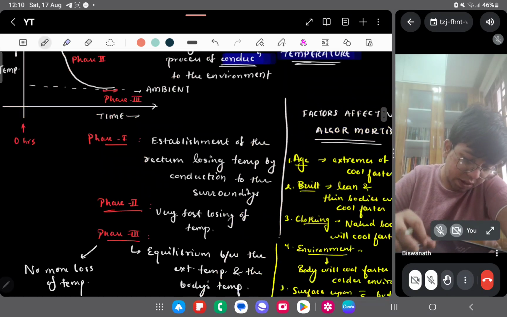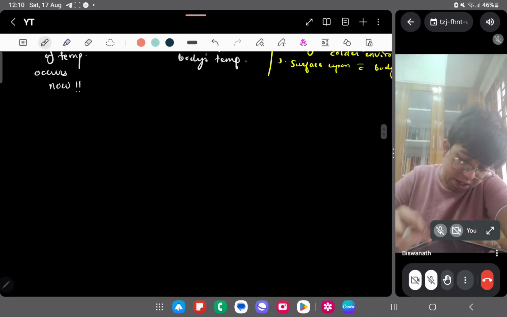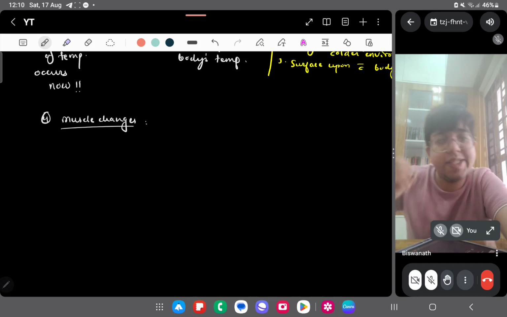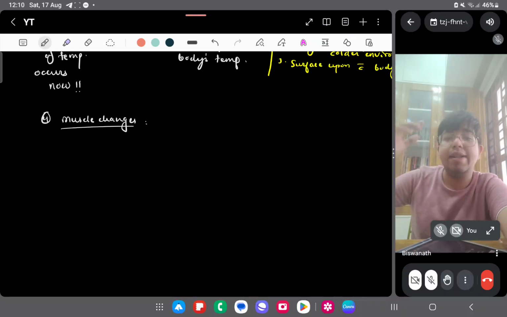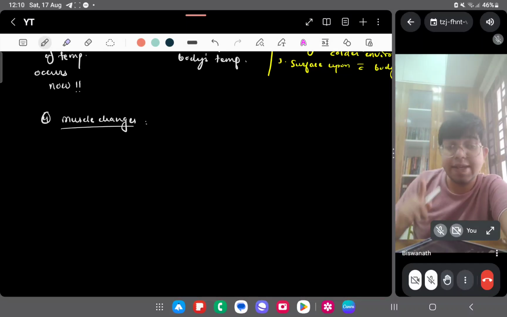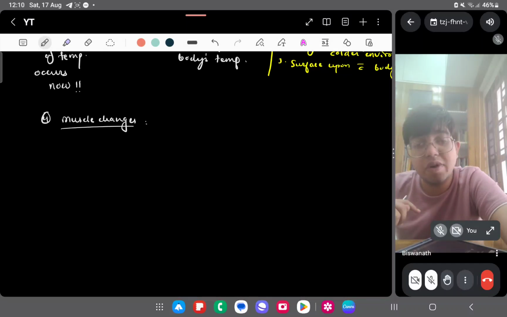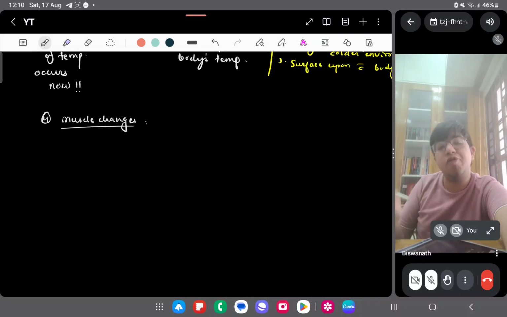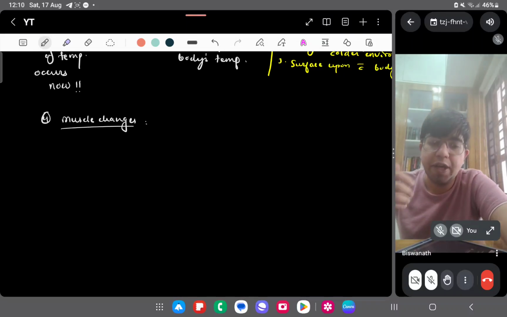So this was 3. Let's talk about 4. What will be the changes in the muscle? There is a primary relaxation of the muscle due to the loss of muscle tone, and after that there is rigor mortis occurring in the muscle. The cause of rigor mortis, as you have read in previous classes, is the depletion of ATP, due to which muscle relaxation fails to occur.